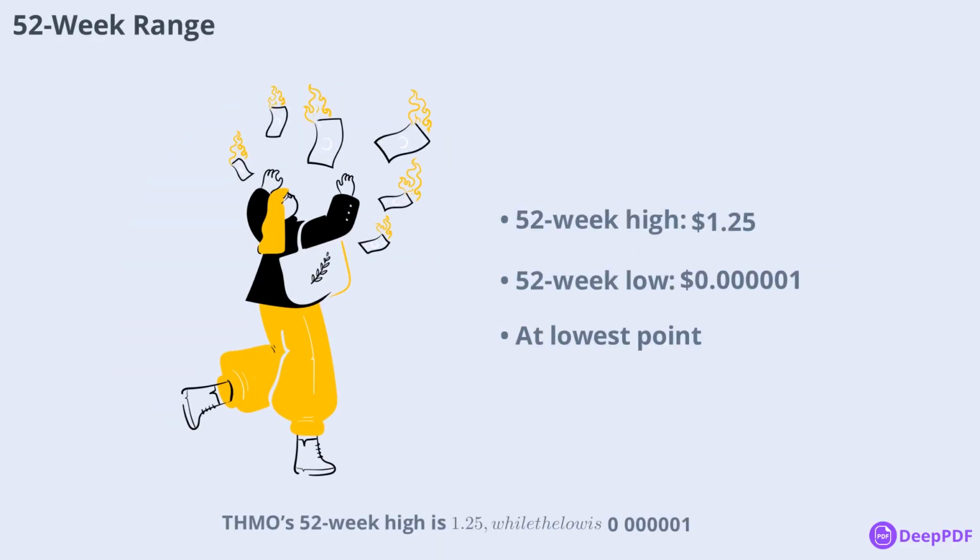THMO's 52-week high is $1.25, while the low is 0.000001, which is exactly where the stock is trading now. The 52-week position is at 0, meaning the stock is at its absolute lowest point for the year. This context is important for understanding the risk and potential reward for any future price movement.